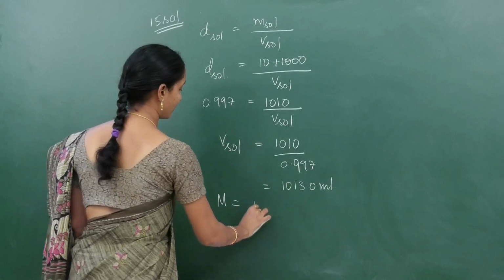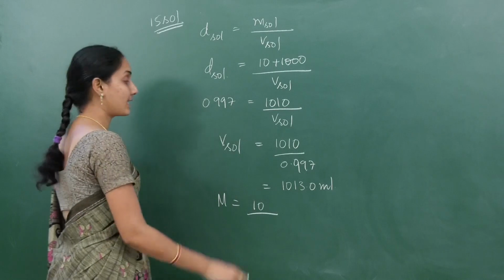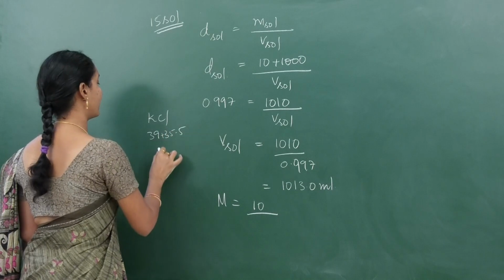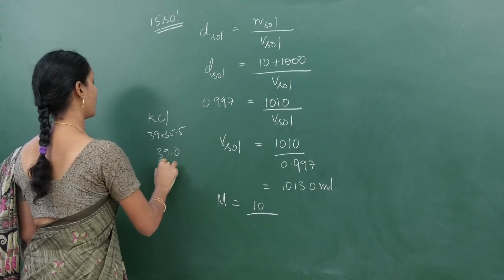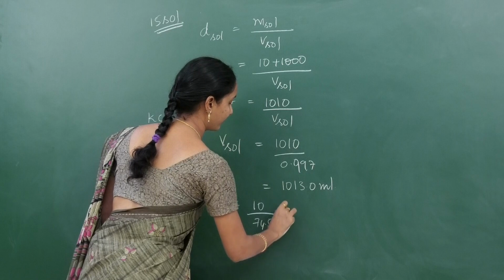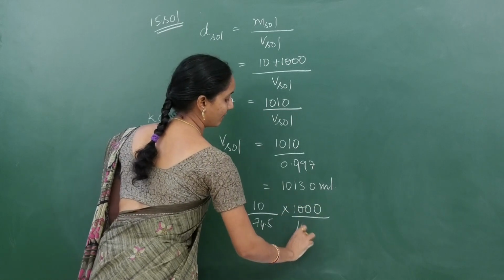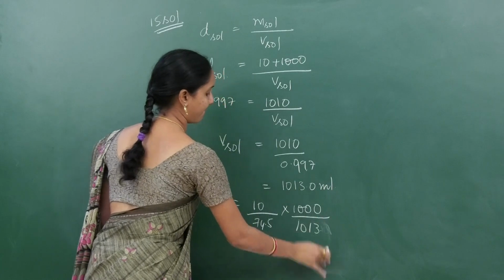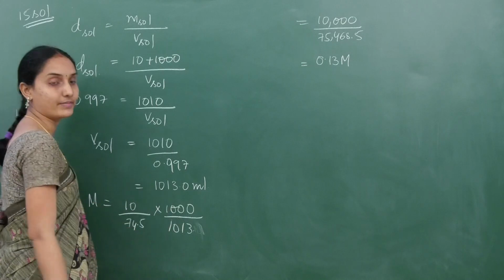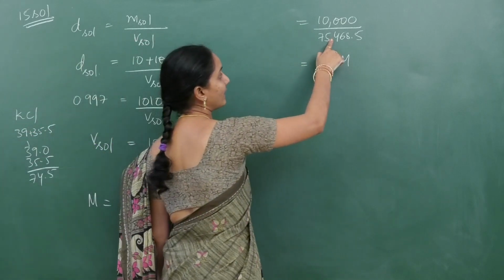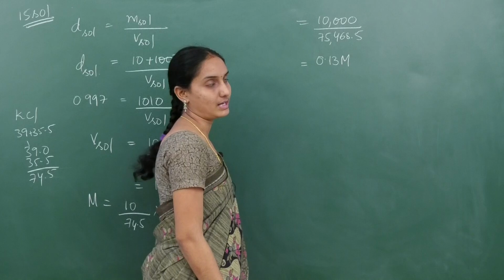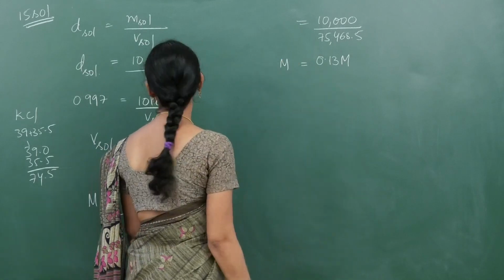Molarity is equal to weight of the solute, that is 10, by KCl gram molecular weight, that is 39.0 plus 35.5, which is 74.5, into 1000 by 1013.0. So 10 into 1000 is 10,000, divided by 74.5 into 1013, which becomes 75,468.5. If you do the ratio of these two, you will get 0.13 molar. So molarity of the solution is 0.13.